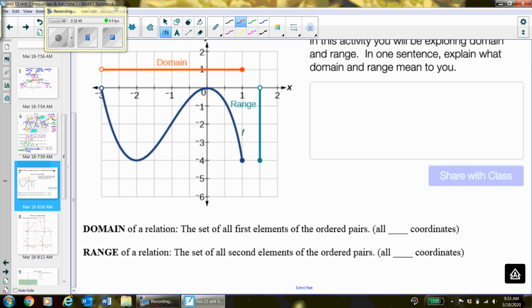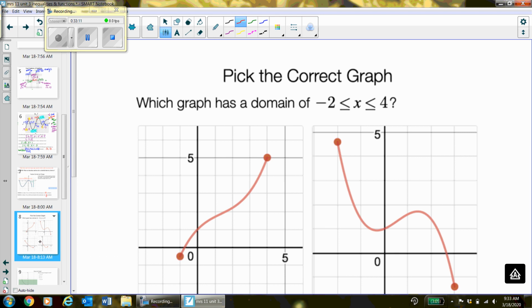So the domain of a relation is the set of all first elements of the ordered pairs, which is all x coordinates, and the range of a relation is the set of all second elements of the ordered pairs, which is the y coordinates. So that's pretty much it for the do now. We're moving on to the rest of the lesson.